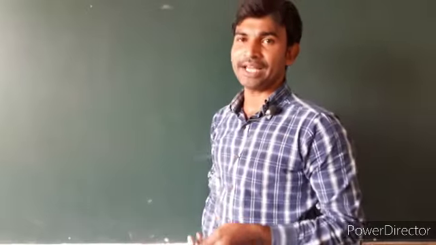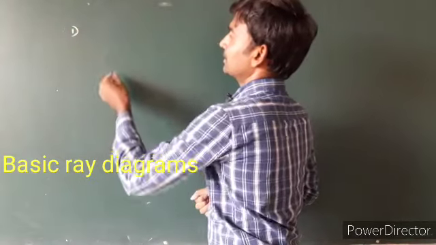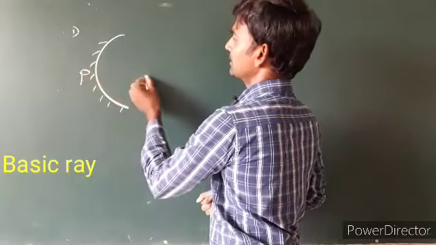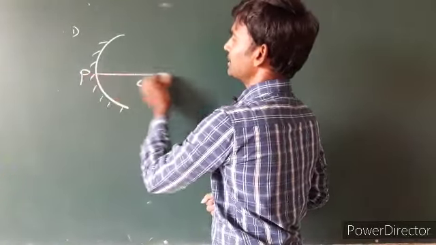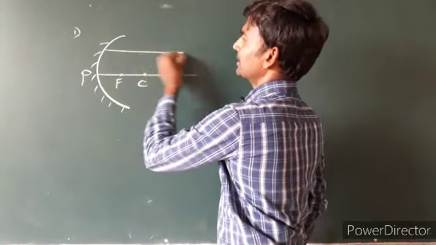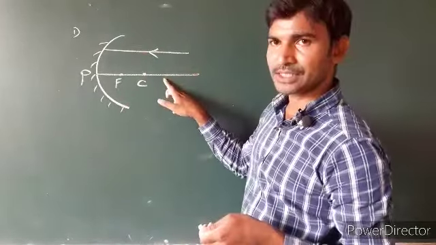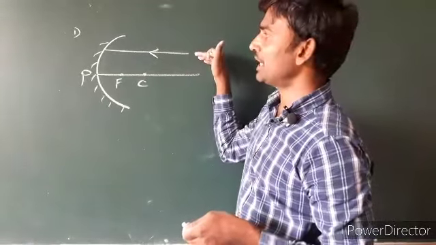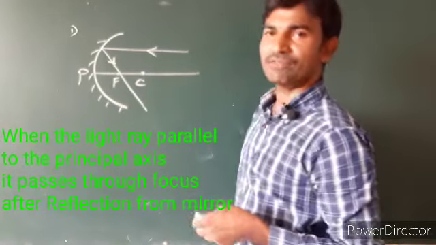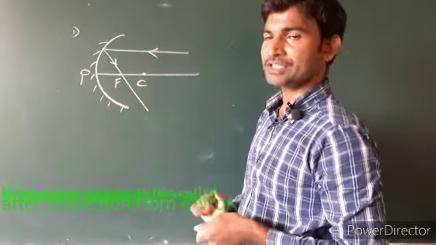Now, some basic ray diagrams. The first one: we consider a concave mirror. Here are the pole, center of curvature and principal axis, and this is the focus. When the light ray is parallel to the principal axis, after reflection it comes back through the focus. This is the first basic ray diagram.